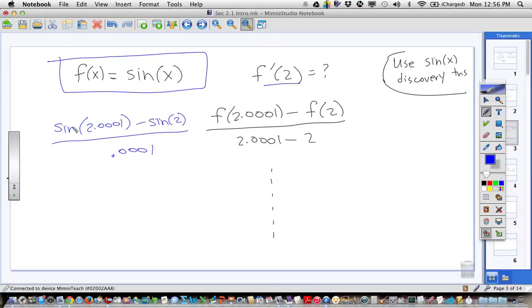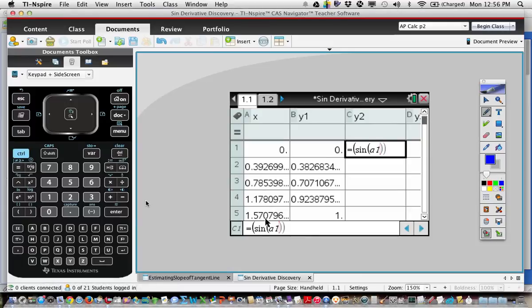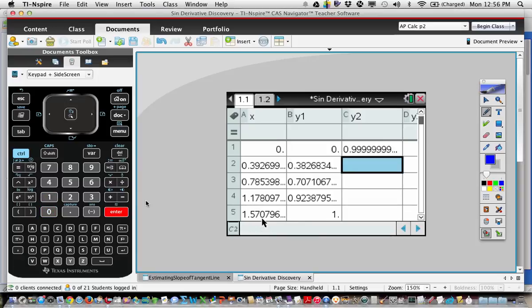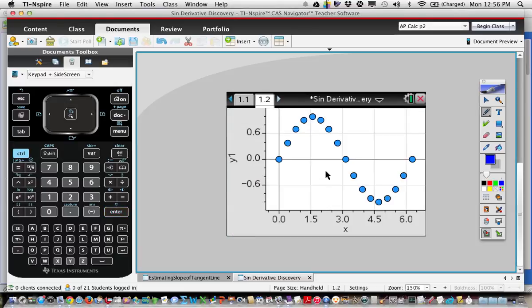I'm typing this right here. A1 plus 0.001, minus sine of A1, divided by 0.001. Right there. Now, it says 0.99999, but what do you suppose it is? I'll bet it's 1. Now, think about that. The sine curve at 0, that makes sense, it has slope 1. I would say that's reasonable.